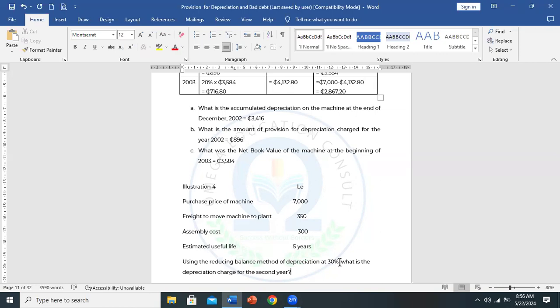Okay, so please, the major highlight I want you to get under the reducing balance method is that the rate is applied on the net book value. But in the first year, the net book value is equal to the cost. So in the first year, you can say that the depreciation rate will be applied on the cost. But in the subsequent years, you apply the rate on the net book value. And we have all experienced that the net book value is the cost minus previous depreciations you have charged.